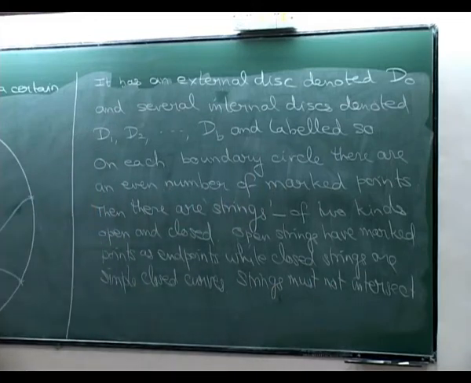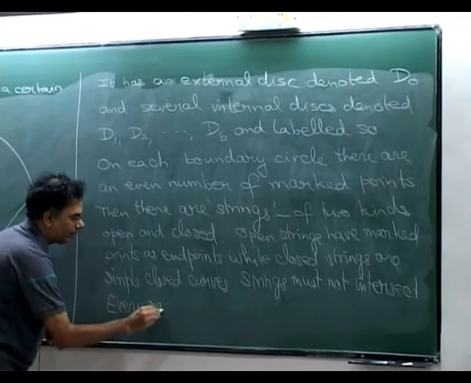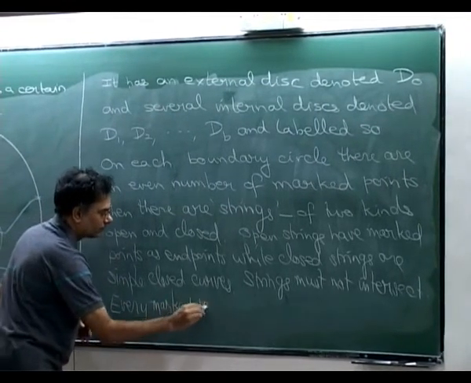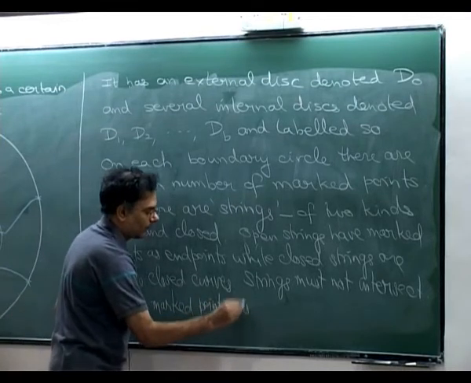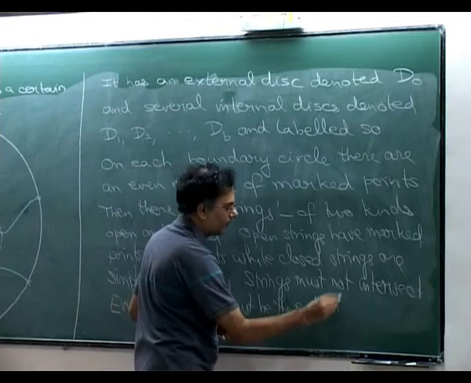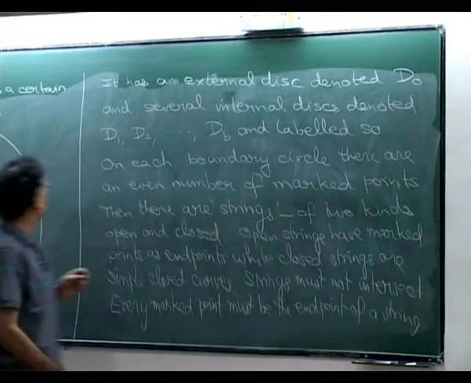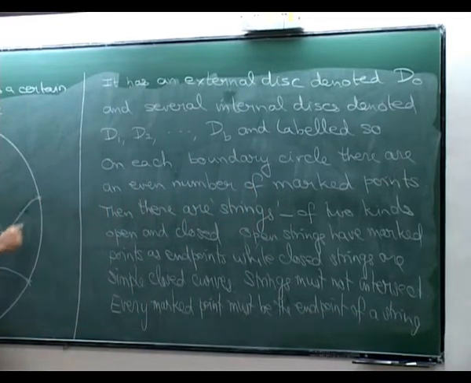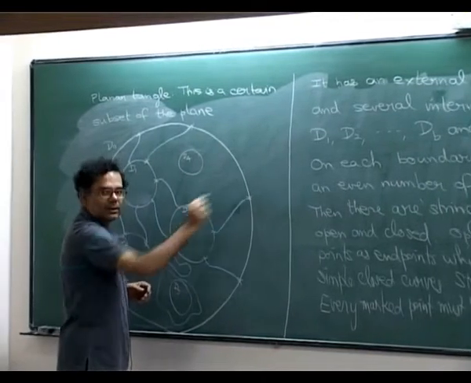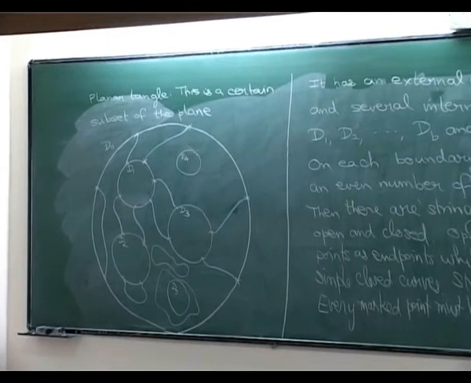Another rule is every marked point must be the end point of some string. I am not allowed to have a marked point just languishing by itself. So a marked point must be the end point of a string. Only one string, right? Because I am not even allowed to intersect there. I cannot draw another thing like this here. Then those two strings would intersect at that boundary point. So these are the rules that govern strings.